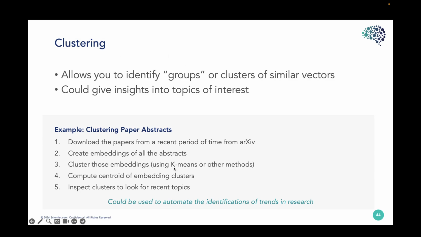You could then cluster those embeddings, use k-means or some other clustering algorithm. You could take the centroid, the mean of those resulting clusters, and sample the resulting text to see what that cluster is. So maybe the cluster is talking about new novel coronavirus treatments or whatnot. That would end up in a single cluster, and you could inspect the pieces of text in that cluster to see if that topic is trending. More vectors means more interest in that particular time period.